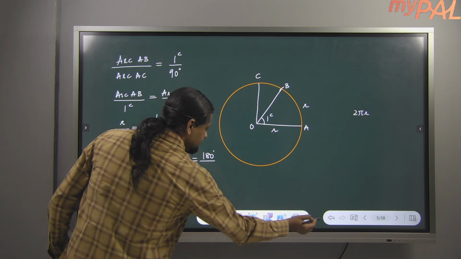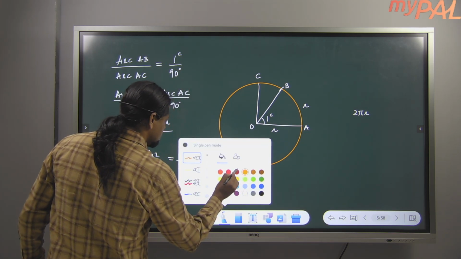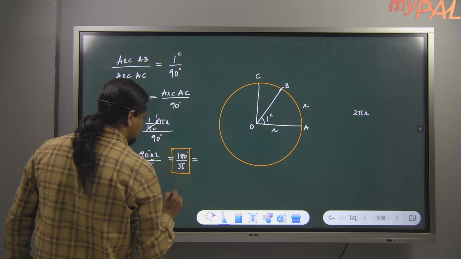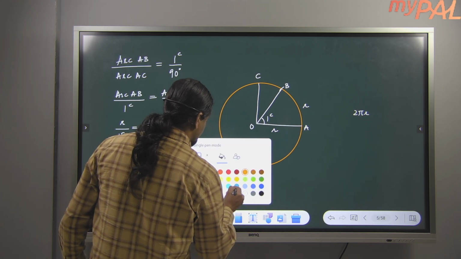This is one of the conversions that you need to remember. 1 radian is equal to 180 degrees by pi. That is one conversion. We'll go into detail and try to find out the answer.